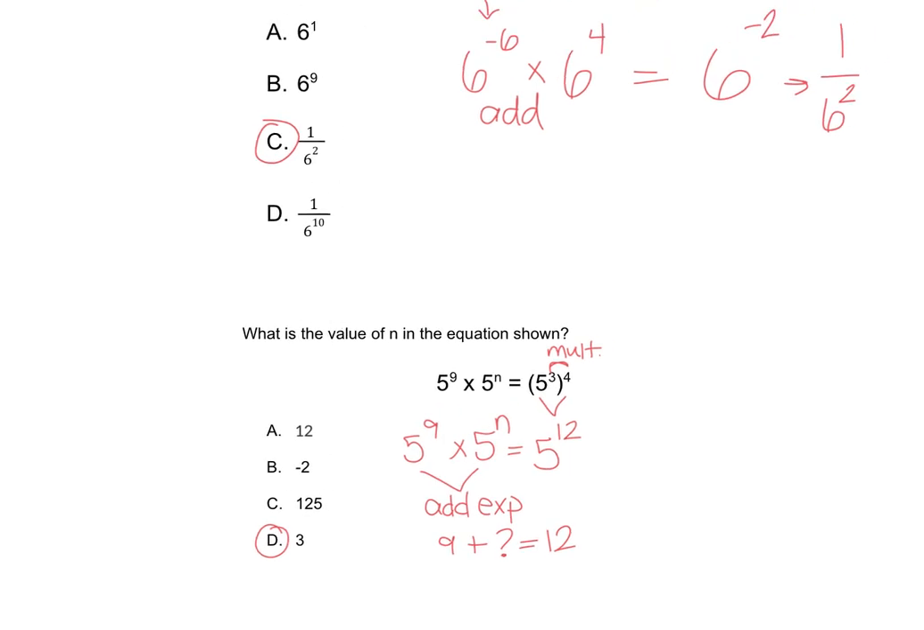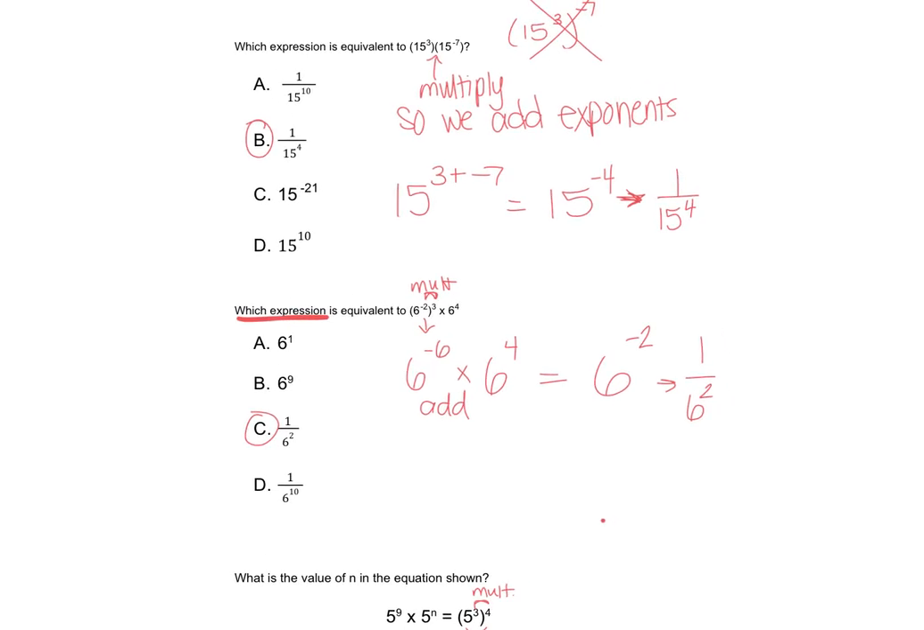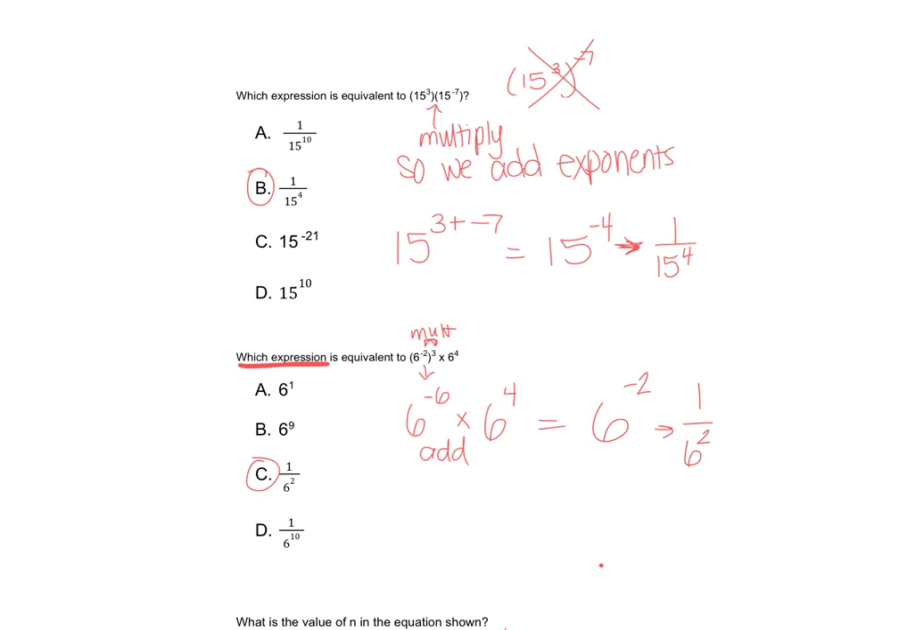So again, remember, if it says which expression, that means you're trying to find the new exponent. You are trying to simplify it using your exponent rules. But if it just says which number, you want to figure out what that actually equals. Type it in your calculator and figure out what that number to that exponent equals.